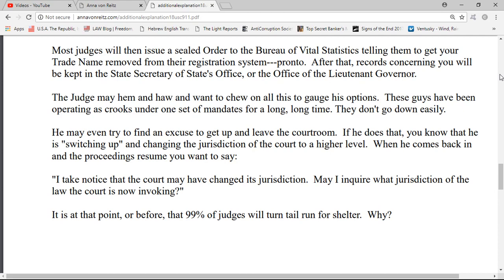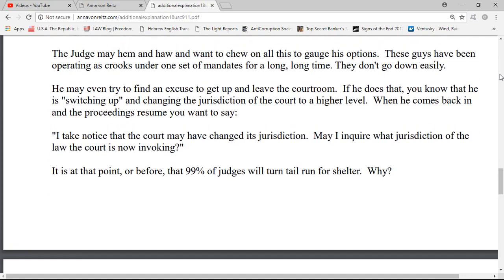After that, records concerning you will be kept in the Secretary of State's office or the office of the Lieutenant Governor. The judge may hem and haw and want to chew on all this to gauge his options. These guys have been operating as crooks under one set of mandates for a long, long time.